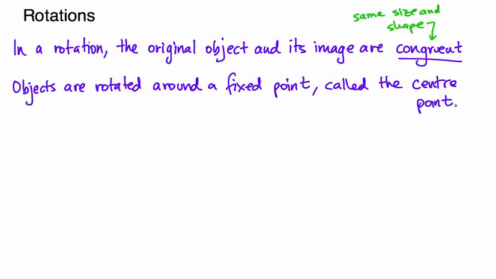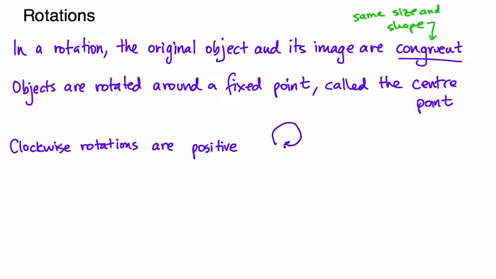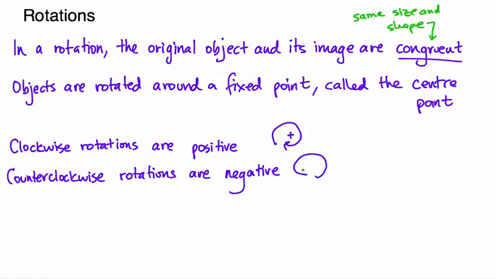There are two different ways an object can be rotated. It can be rotated clockwise, and if it is, it's considered a positive rotation. Counterclockwise rotations are negative. So if it's rotated in this direction, it's considered negative.